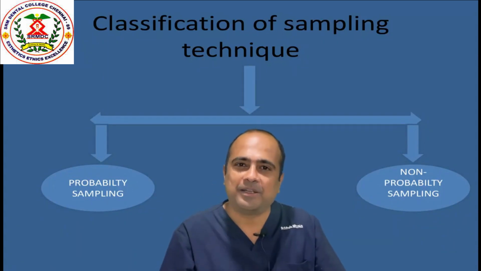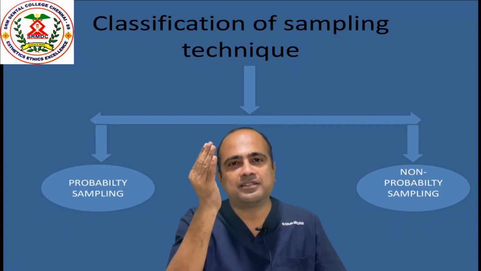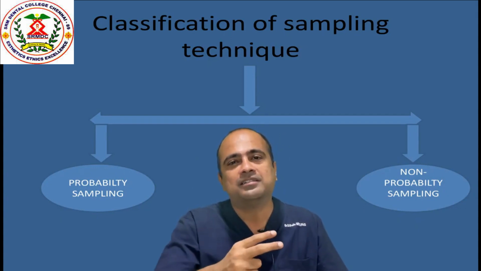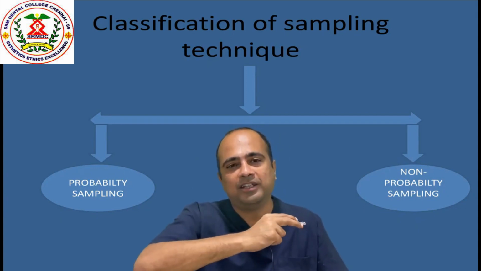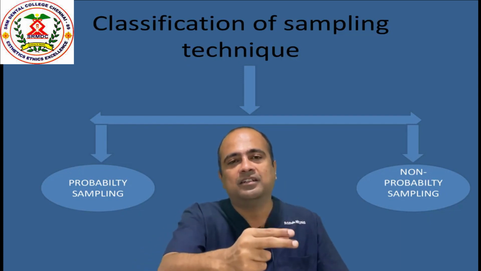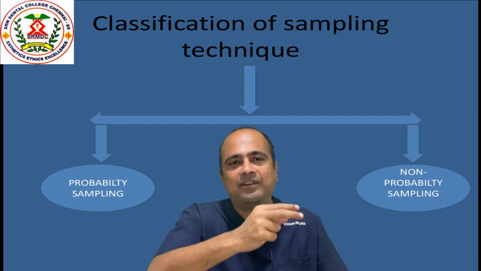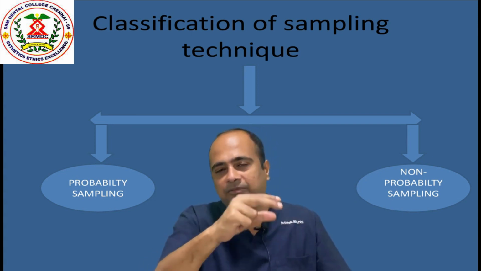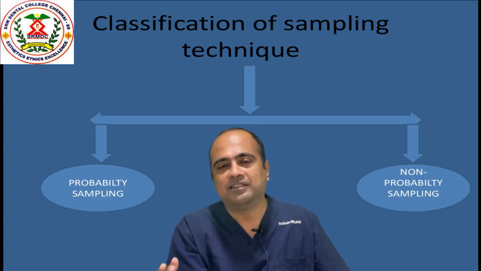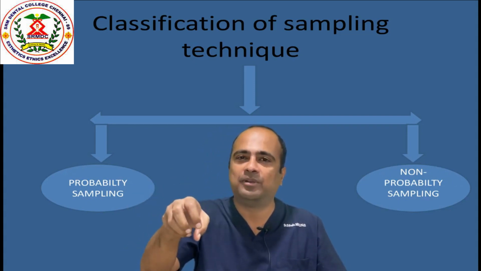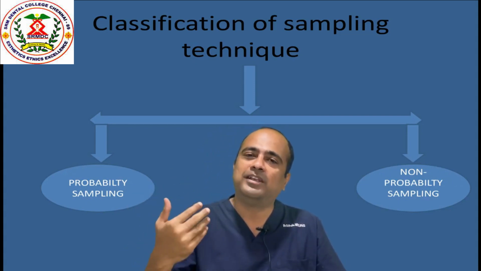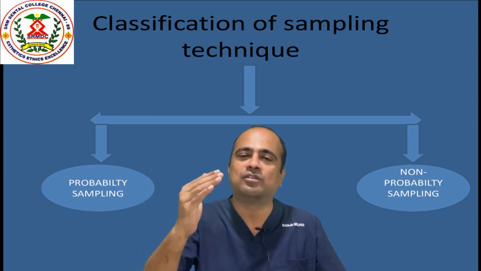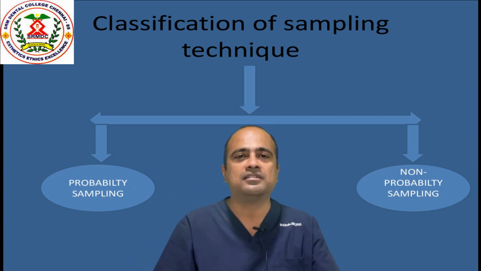In probability sampling, because it follows a certain set of rules, the chance of getting selected as a sample from the population will be more or less equal for everyone. But when it comes to non-probability sampling, the chance of getting selected as a sample is not equal. It will be according to your own convenience. So that is called the convenience method.